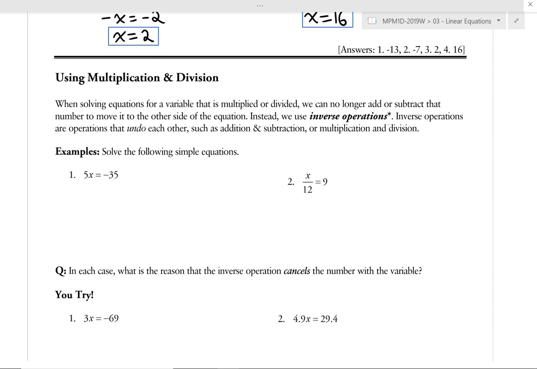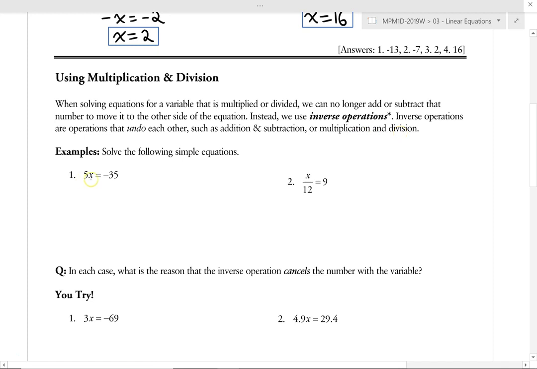So let's just go through this blurb real quick here. When solving equations for a variable that's multiplied or divided, we can't add or subtract the number to move it to the other side. Instead, we use inverse operations, which are operations that undo each other. And addition and subtraction are, in fact, inverse operations. To cancel addition, you can use subtraction, and vice versa. Multiplication is the inverse operation of division.